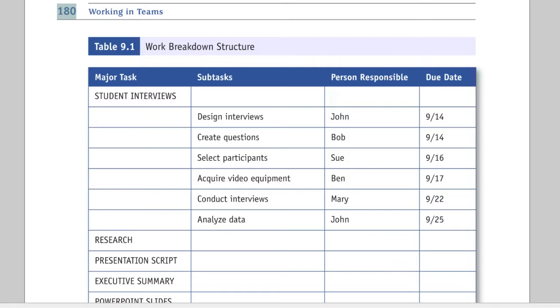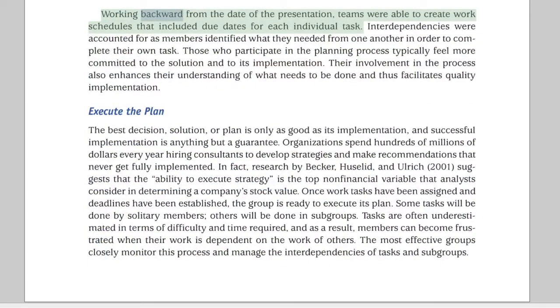Working backward from the date of the presentation, teams were able to create work schedules that included due dates for each individual task. Interdependencies were accounted for as members identified what they needed from one another in order to complete their own task. Those who participate in the planning process typically feel more committed to the solution and to its implementation. Their involvement in the process also enhances their understanding of what needs to be done, and thus facilitates quality implementation.